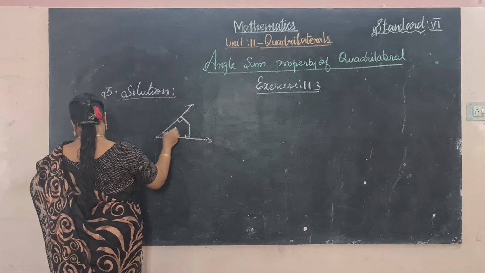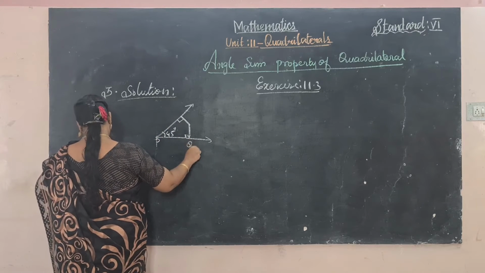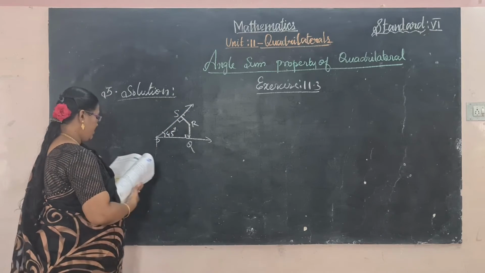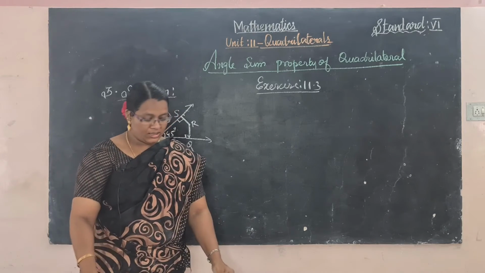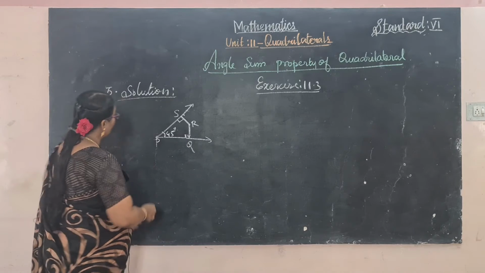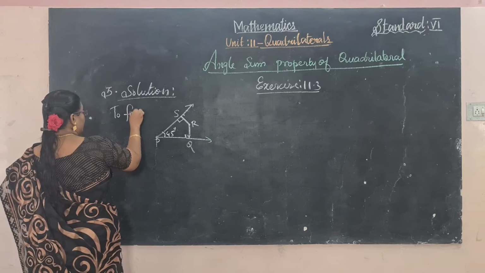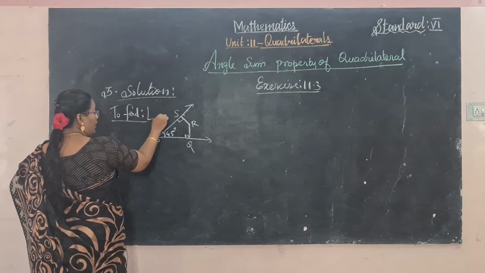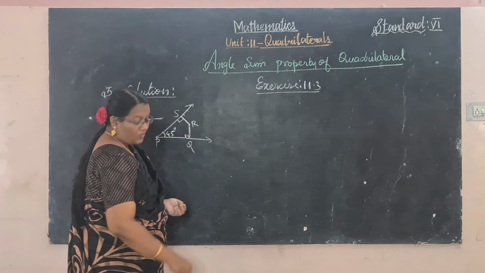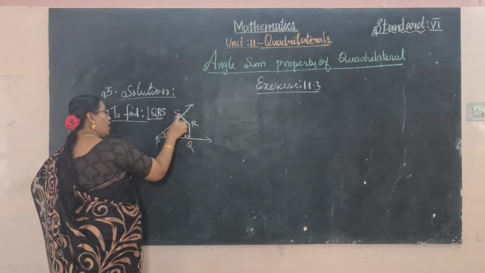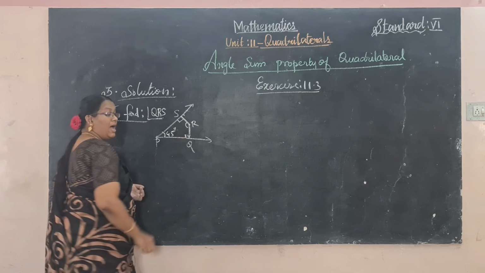Degree. Okay, PQRS. PQRS. Find the measure of angle QRS. So we have to find out this angle.